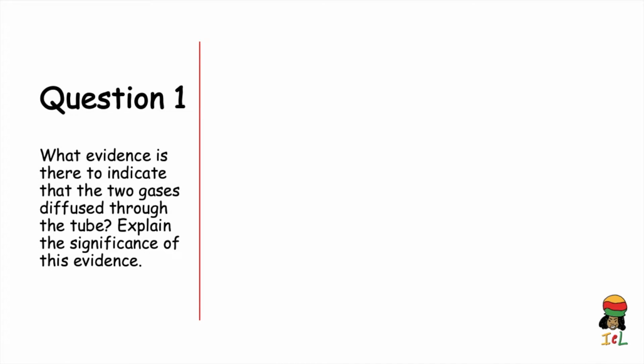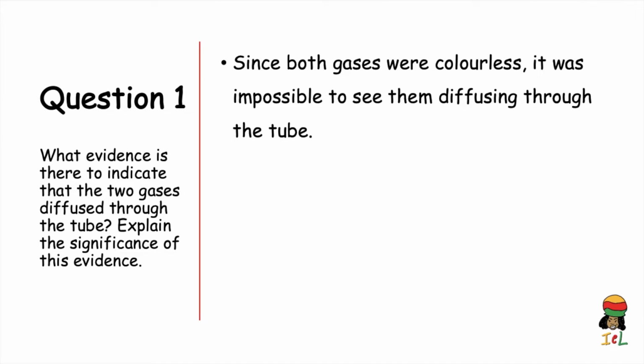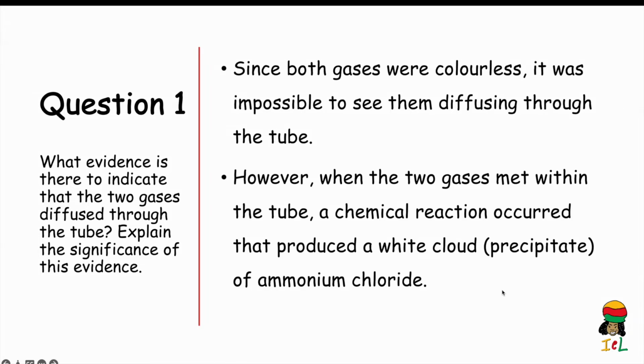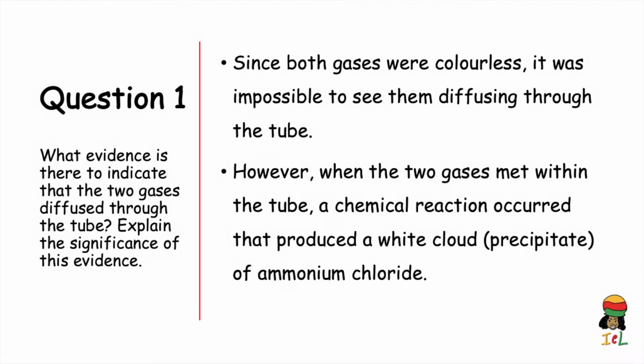So question 1, as we know, asked what evidence is there to indicate that the 2 gases diffused through the tube? Explain the significance of this evidence. Since both gases were colorless, it was just impossible to see them diffusing through the tube. However, when the 2 gases met within the tube, a chemical reaction occurred that produced a white cloud, a precipitate of ammonium chloride. And so as a result, we knew that the gases were moving through the tube in order to have met at some point within the tube.